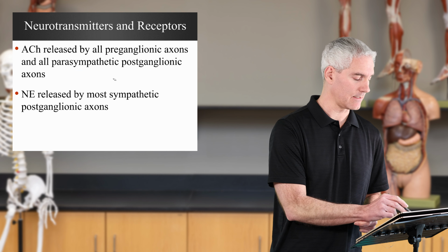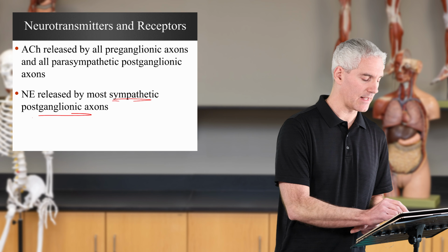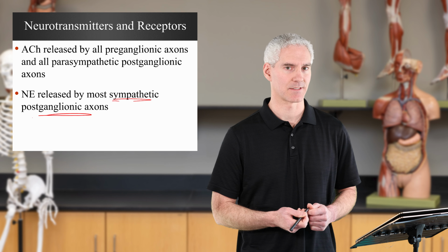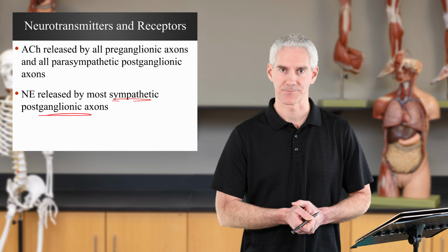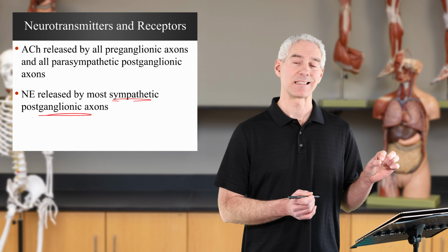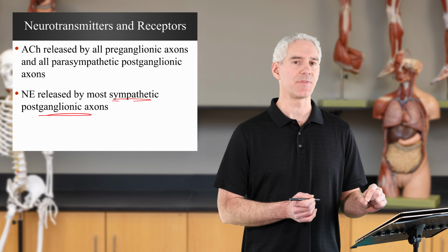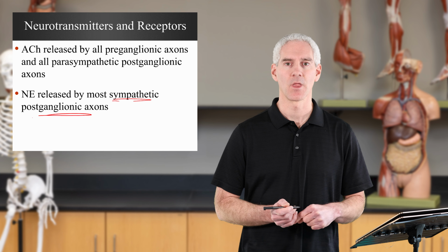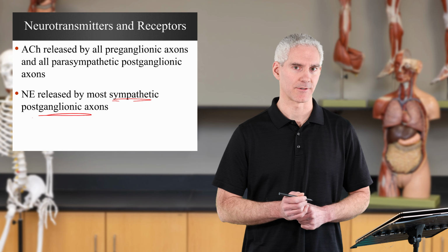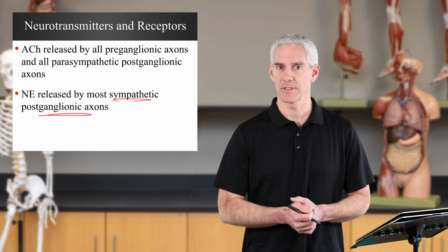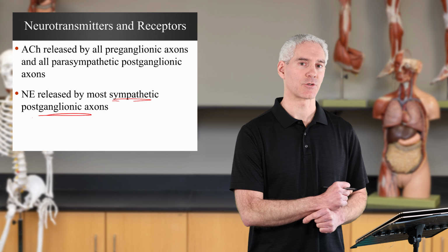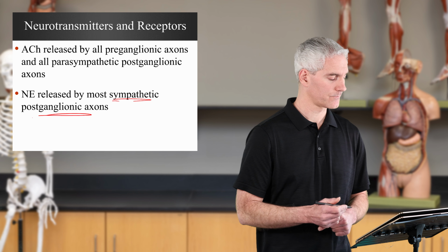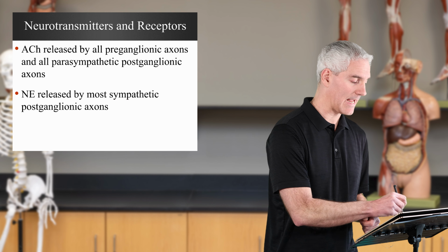Norepinephrine, that's the NE, is released by the sympathetic postganglionic axons. So that one's a little unique because we have a different neurotransmitter. We're looking at the sympathetic postganglionic axons, or remember, it could be a gland, that's the adrenal medulla, which is releasing norepinephrine. So we're releasing norepinephrine from the postganglionic and the actual gland of the adrenal gland there. So acetylcholine and norepinephrine.